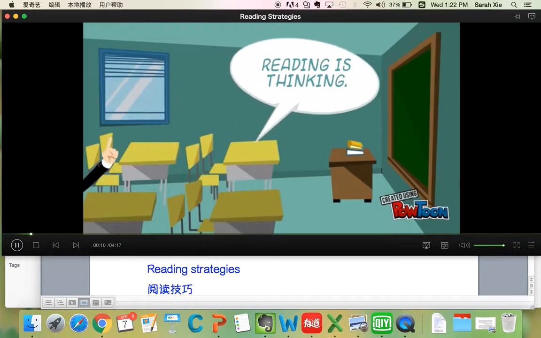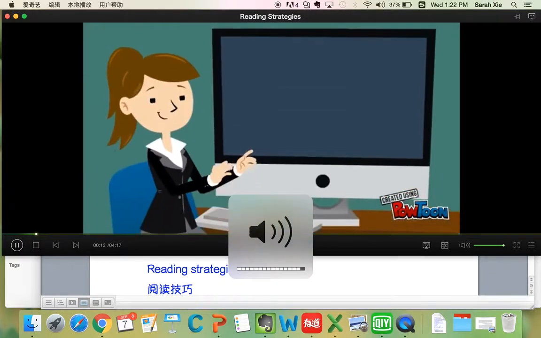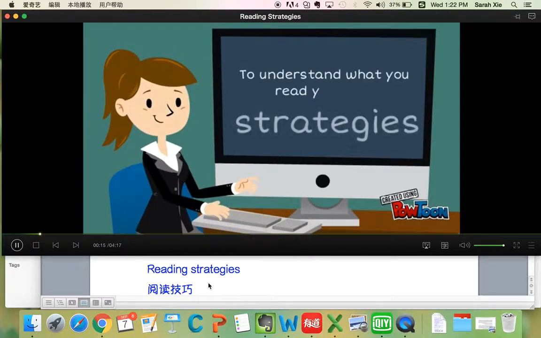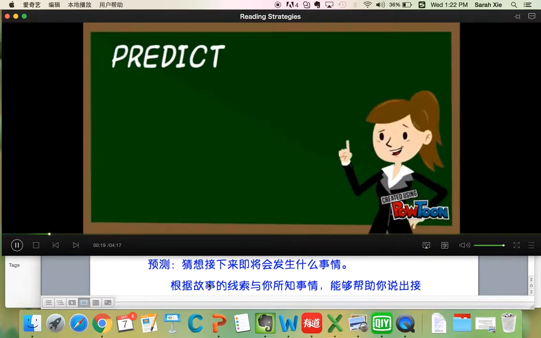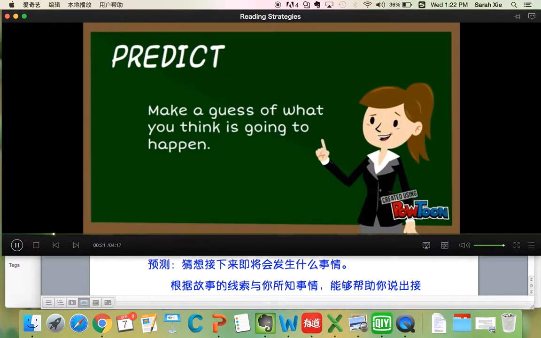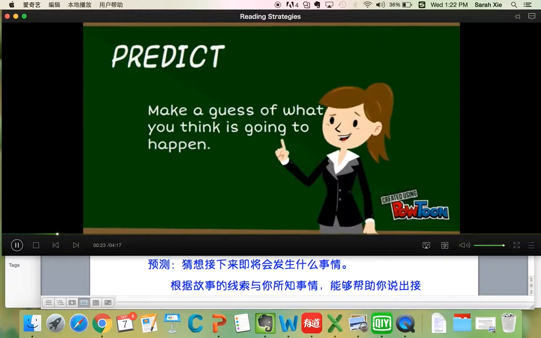Reading is thinking. To understand what you read, you need strategies. Predict. Make a guess of what you think is going to happen.